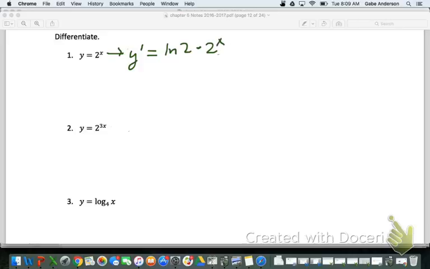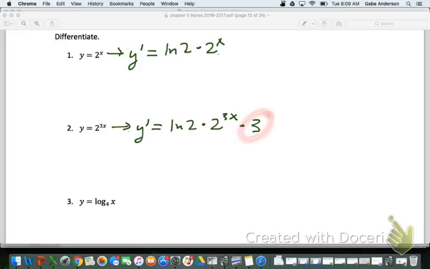Number 2 is quite similar to number 1, but instead of the exponent just being an x, it's a 3x, and so the chain rule is going to show up here. So we would write y prime equals ln of 2 times 2 to the 3x times 3. That 3 right there, that's the chain rule factor. It had to be there because the exponent was a 3x instead of just an x.